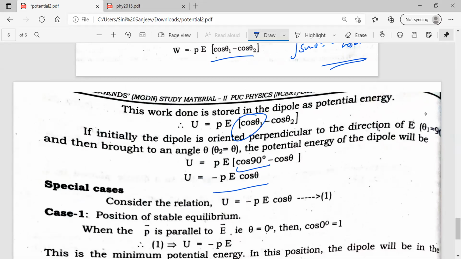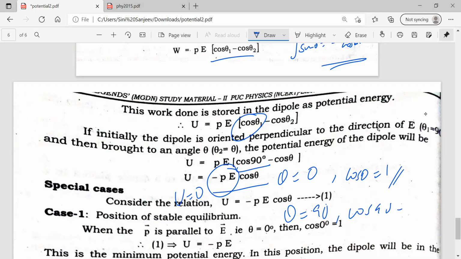Now when will this be maximum? This will be maximum when theta is equal to 0, so cos 0 is equal to 1, and I'll get minus P E. When the potential energy should be 0, the work done should be 0, so theta should be 90 degrees. Cos 90 value is 0, then you will get U equal to 0.